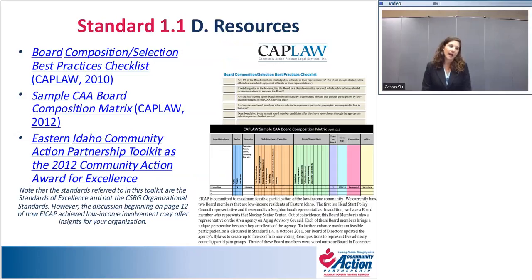The second is also from CAP-Law, and it's a board composition matrix. This is an Excel document that's color-coded. That really helps you keep track of who's represented on your board, so you can strategize your low-income involvement in that way. The third is from ICAP, who was our 2012 Award for Excellence winner, and because of their award, they wrote a toolkit about their best practices, and they specifically have what I think are really innovative ways of including low-income individuals. I think there's a screenshot at the bottom of the slide that's a paragraph from their toolkit that talks about how they do that. And again, this toolkit is available on our website on this slide and in the Resource Center as well.